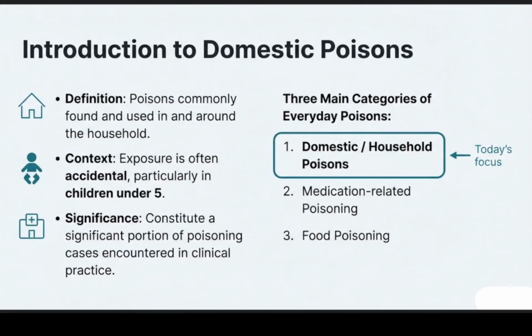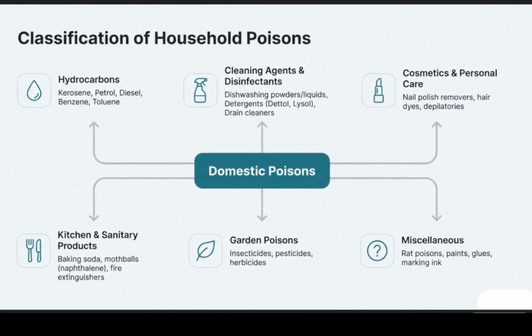So we have hydrocarbons, we have cleaning agents and disinfectants like dishwashing powders, liquids, detergents, that is Dettol, Lysol, then drain cleaners, cosmetic and personal care like nail polish removers, hair dyes, then kitchen and sanitation products like baking soda, mothballs, that is naphthalene balls, fire extinguishers, garden poisons, that is the pesticides and all that, right? Then miscellaneous like rat poisons, paints, glues, all those.